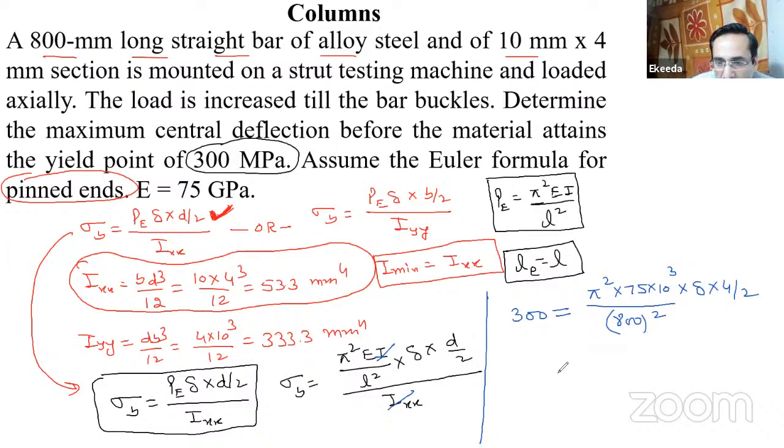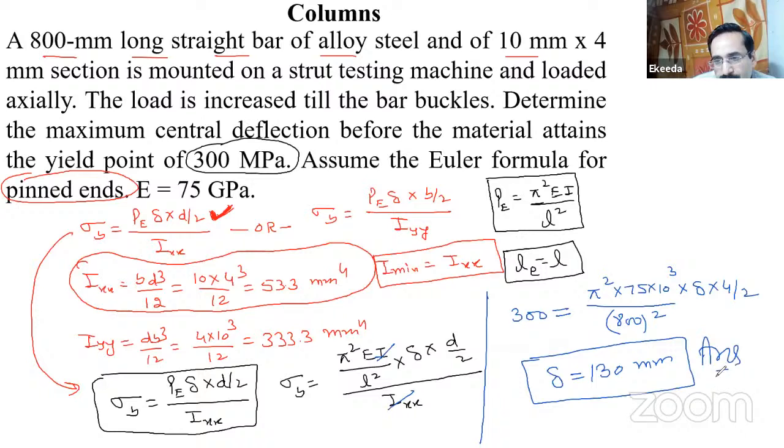So from here you can find out the deflection of the column, right? Maximum deflection of the column at the center. So what will be the deflection of the column? Finally, nearly that is 130 millimeter approximately. This is the answer of this question. When we neglect the direct stresses, we are assuming that there is no direct stress, only the failure takes place due to bending stresses, right?